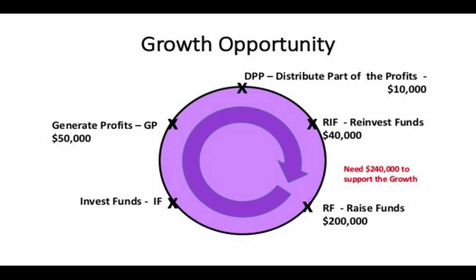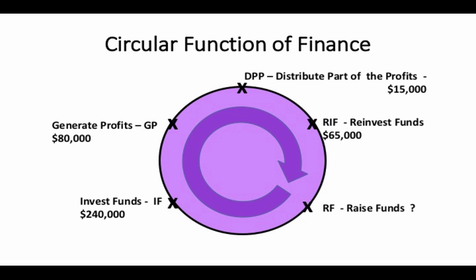As a manager, after you raise money from outside, you will invest, generate profits, share part of the profits among the shareholders, and reinvest the rest of the profits. You will go through this circle again and again. The circular function of finance will stop only if the company goes bankrupt.